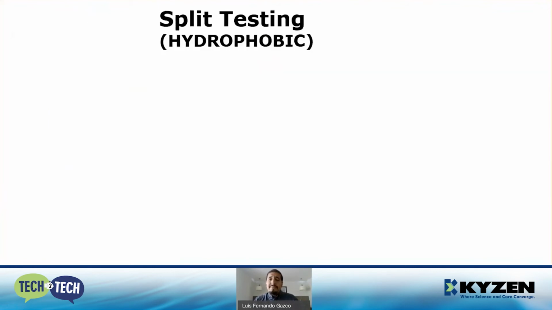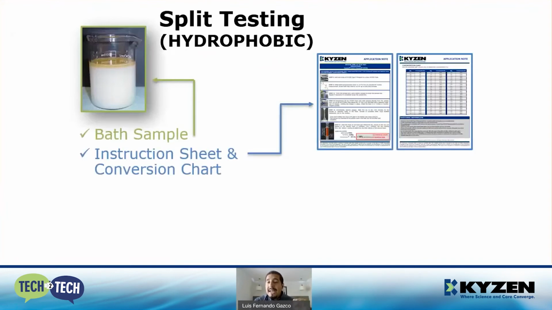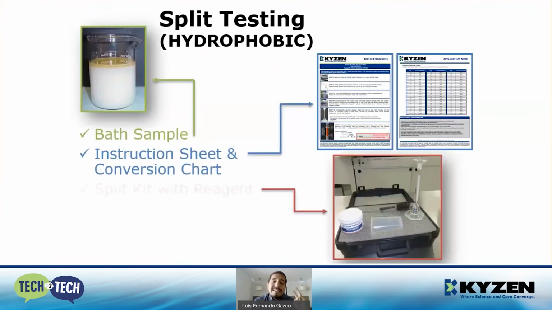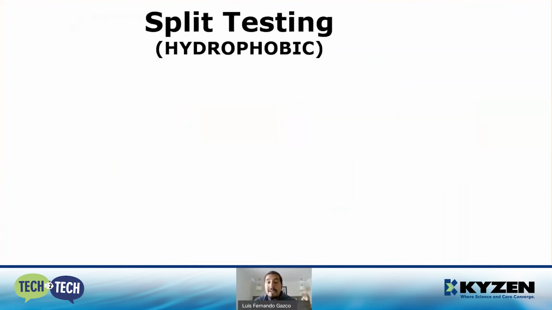The split measurement method is usually recommended for hydrophobic chemicals. It uses its separation phase characteristic to measure the proportion of solvents in the sample, allowing us to calculate the proportion of cleaning agent in the mix. For this method, you will require a sample of the wash tank solution, the instruction sheet and conversion charts, as well as the split kit with the reagent. This method will take you about 10 to 15 minutes to complete.